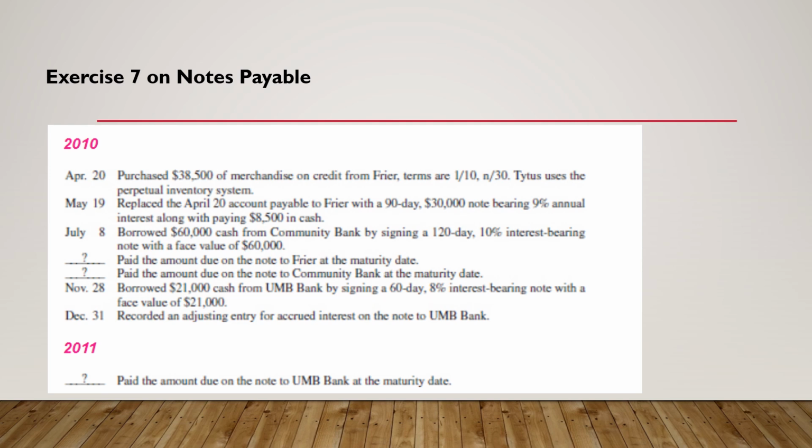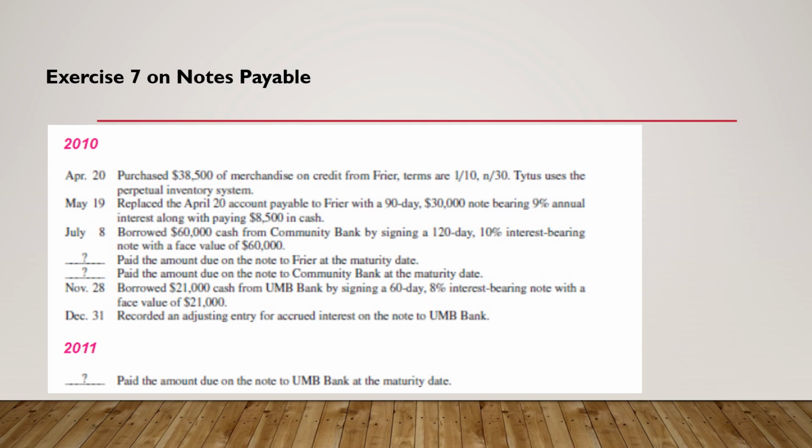So the company here took a loan from the bank. Its duration is 120 days with an interest rate of 10%, and the face value of the loan is $60,000, its amount. Okay, then the following: the company paid the amount due on the note to Ferrari at the maturity date.